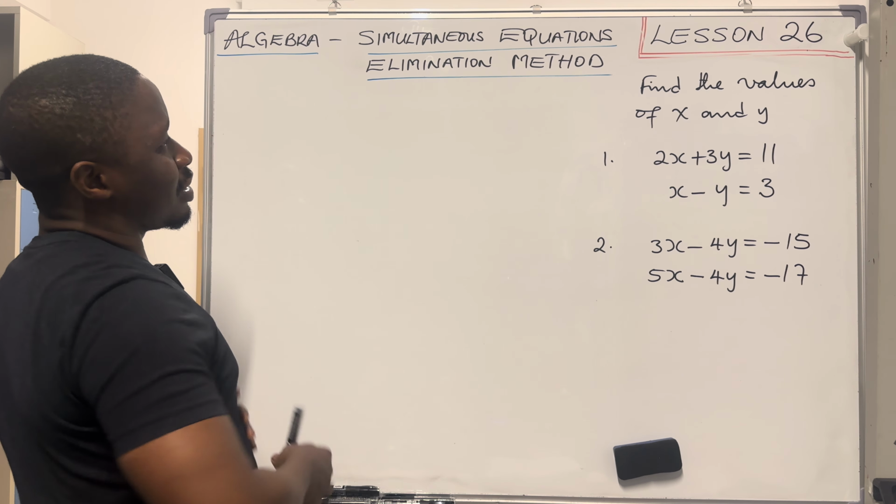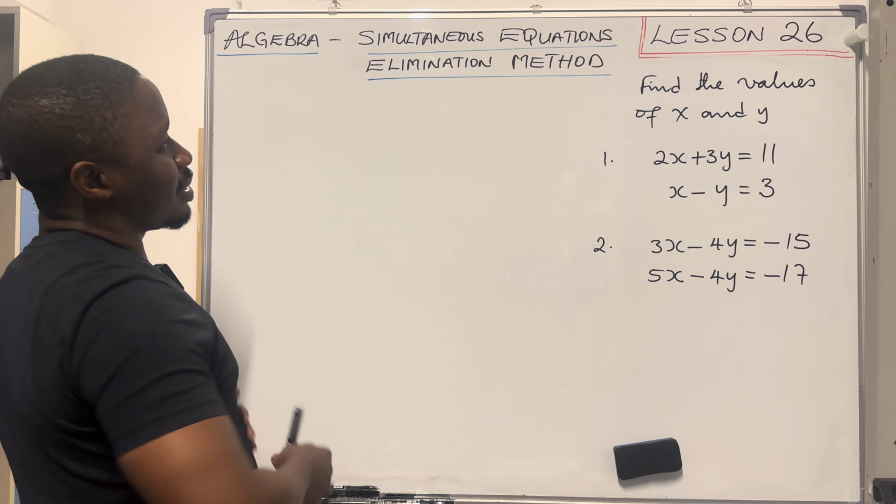Ask yourself this question: what is the coefficient of x for equation 1? It is 2. The coefficient of x in equation 2 is 1. The coefficient of y is plus 3. But for now, let us forget about the signs and just go for the magnitude. We have 3 here, we have 1 here. We have 2, we have 1.